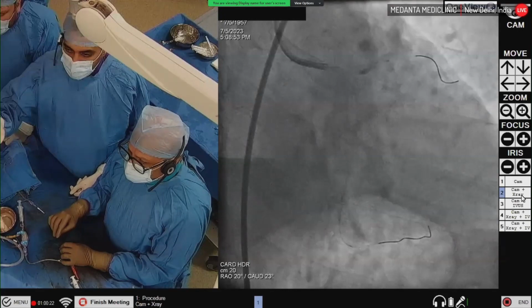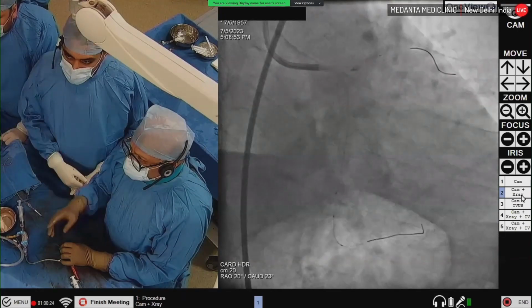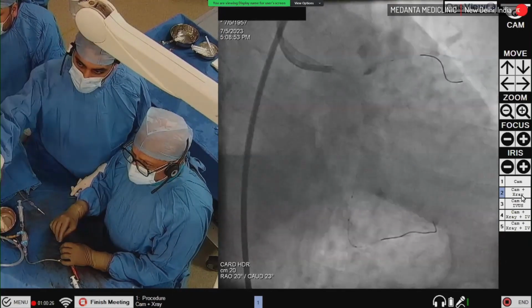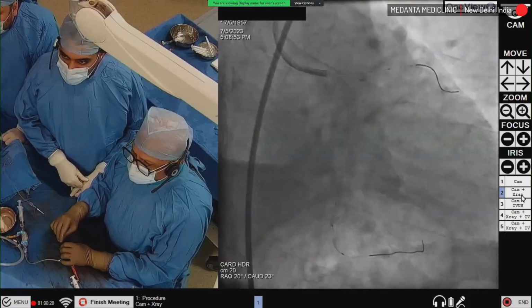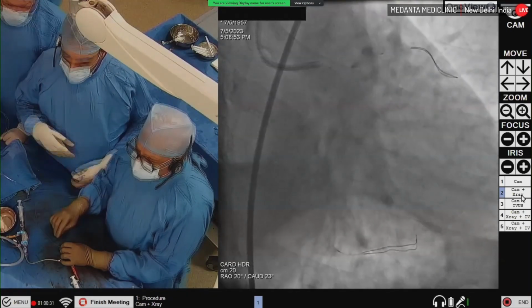Deflate. What is that? The ramus branch. I don't know, but the ramus branch is this big one. The ramus has one more branch which is occluded. It's not the wire, sir. Okay, check.